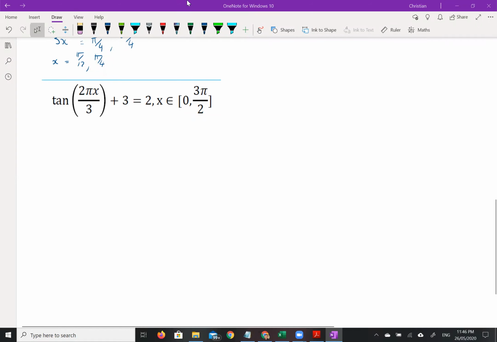Awesome. Alrighty, so we're going to do the same basic thing. We don't really have to do much in the way of adjustment, just move that 3 over to the other side. So that's a really quick, easy process. 2 pi x over 3 equals -1.